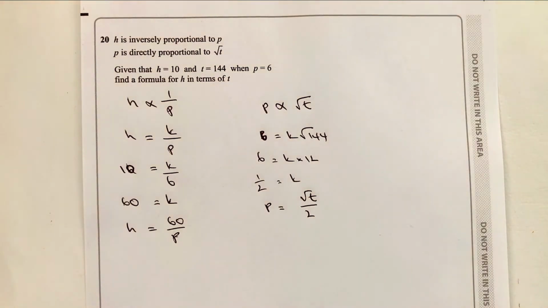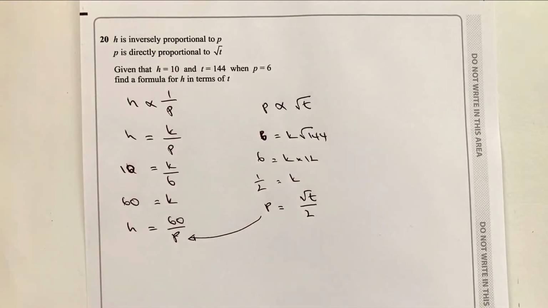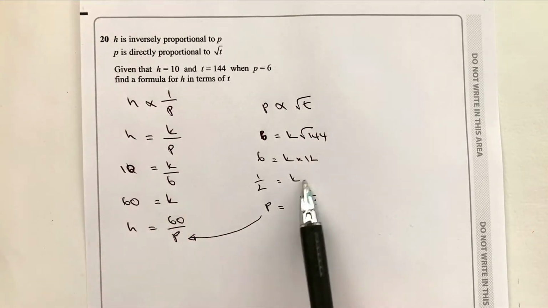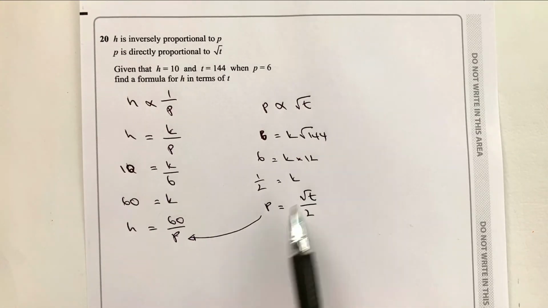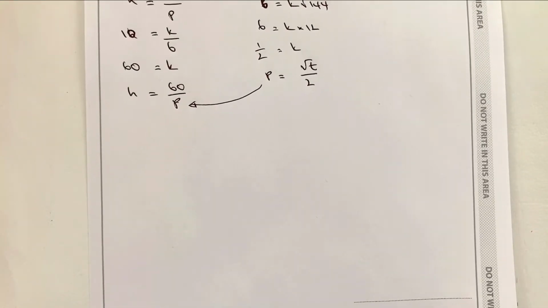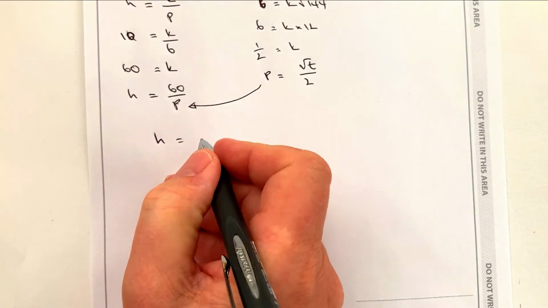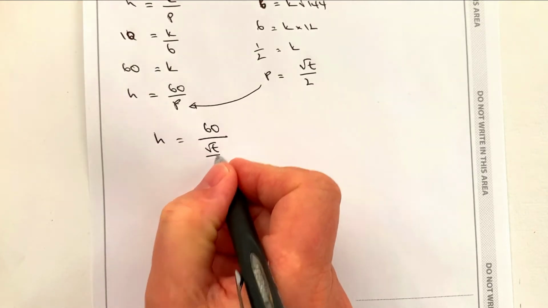But what we're saying is that we're taking this value of p and we're putting it into here in order to find a formula for h in terms of t. Okay, so we're taking this value of p, which is this one, and we're putting it into there. So let's have a look and see how that works out. Well, it's going to end up looking fairly awkward, which is 60 over root t over 2.